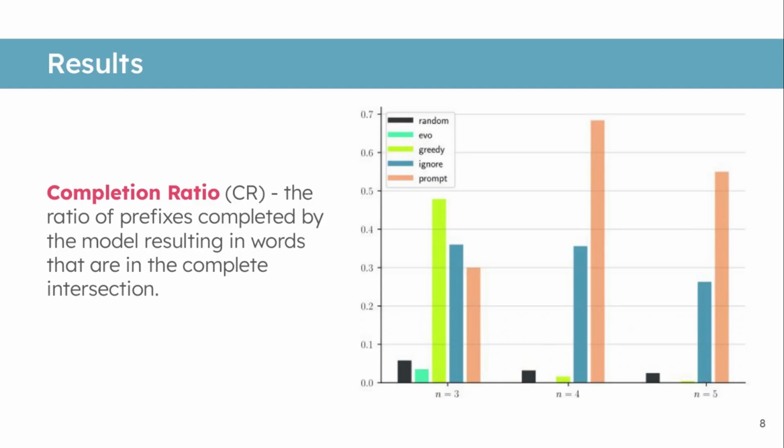To compare methods, we use the metric called the completion ratio. It is the ratio of prefixes of a certain length that the model is able to complete so that the resulting word is contained in the complete intersection. On the slide you can see the bar plot comparing the completion ratio of proposed methods with different parameters of n. It can be seen that the language models outperform random search, which means that they learn something more than just the distribution from which the random search is sampling. Moreover, prompt outperforms other methods on n equals 4 and 5. Greedy method has an exponential decrease in performance from n equals 3 to 4 and 5. Other cost-based methods have around 0 performance on this task.